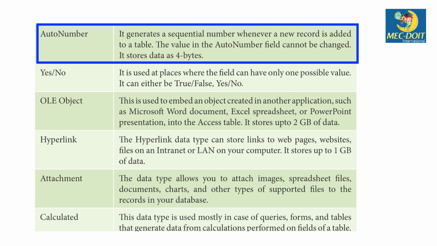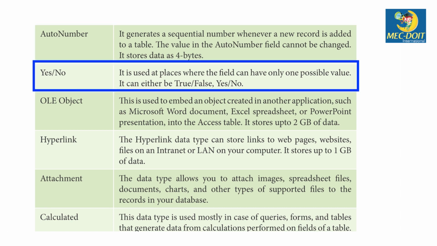AutoNumber: it generates a sequential number whenever a new record is added to a table. The value in the AutoNumber field cannot be changed. It stores data as 4 bytes. Yes/No: it is used where the field can have only one of two possible values. It can either be true or false, or yes or no.